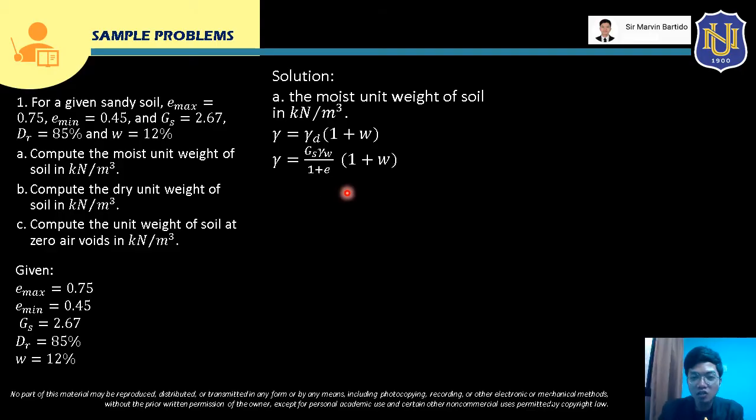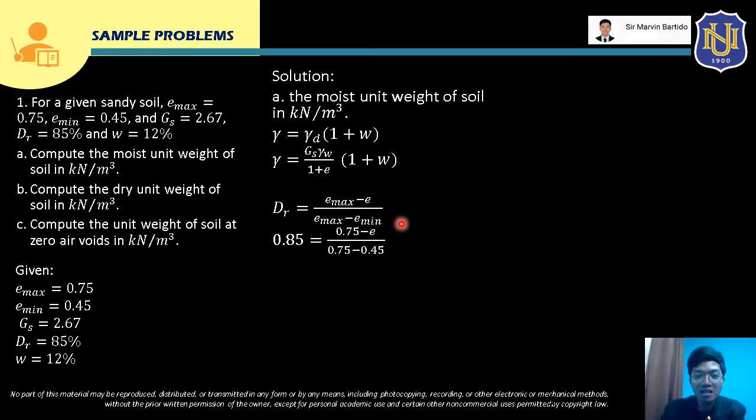So, for E, we can actually solve it using our formula for relative density. Since the relative density, E sub max and E sub min are given, we can solve for the in situ void ratio. The formula is E sub max minus E over E sub max minus E sub min. E sub max is 0.75, E is unknown, E sub min is 0.45, and the relative density is 85%, so that will be 0.85.